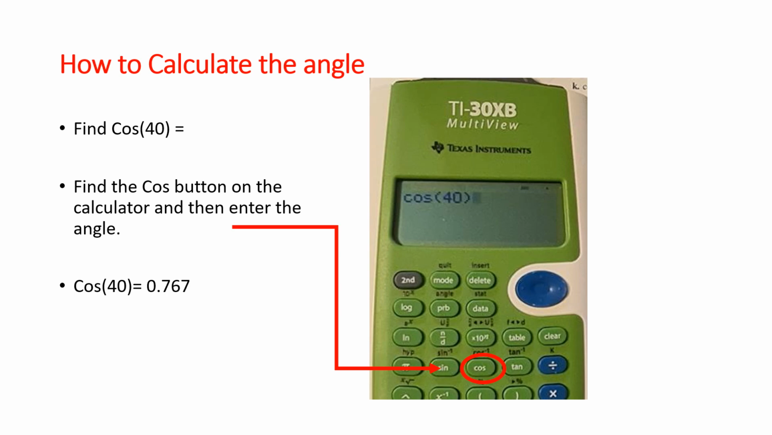The first thing we have to do is find the cos button on the calculator. As we can see, we've gone to this row here where the divide symbol is, and we've scrolled across, and there is cos there. So we click that, and then we enter in the 40. Cos comes up, we enter in our value of 40, and we hit enter, and we get an answer of 0.767. Don't forget, if it asks you to round, you have to be very careful when you're rounding, okay?